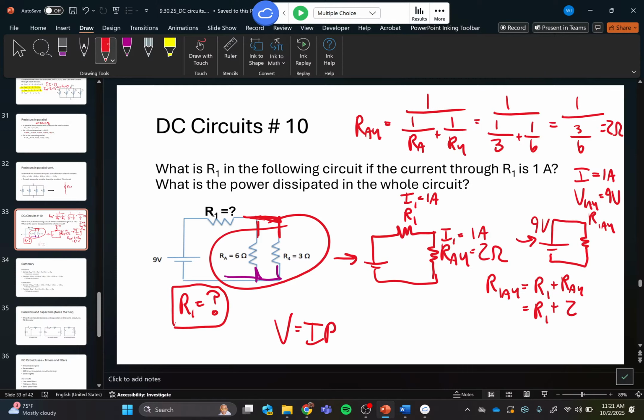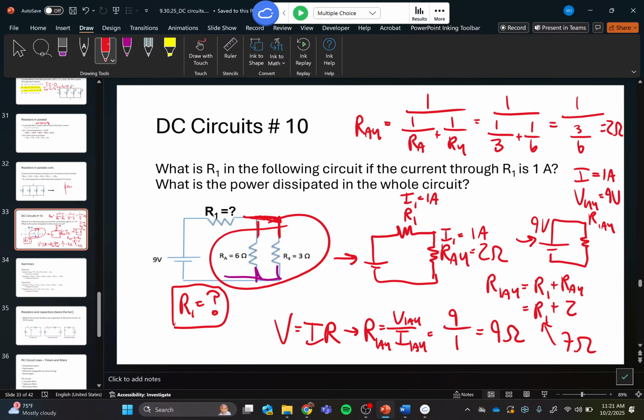V equals IR. Rearrange that. R equals V over I. How is that useful? I know V. I know I. What does that let me find? R1A4 equals the voltage through 1A4 and the current through 1A4. That equals 9 over 1. What's my resistance? 9 ohms. And it's a very small step to find R1. R1 equals 7. 2 plus 1 equals 9.